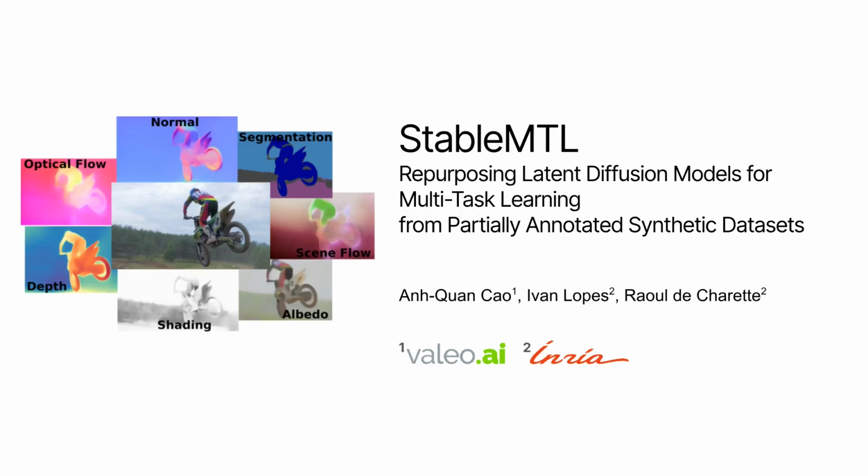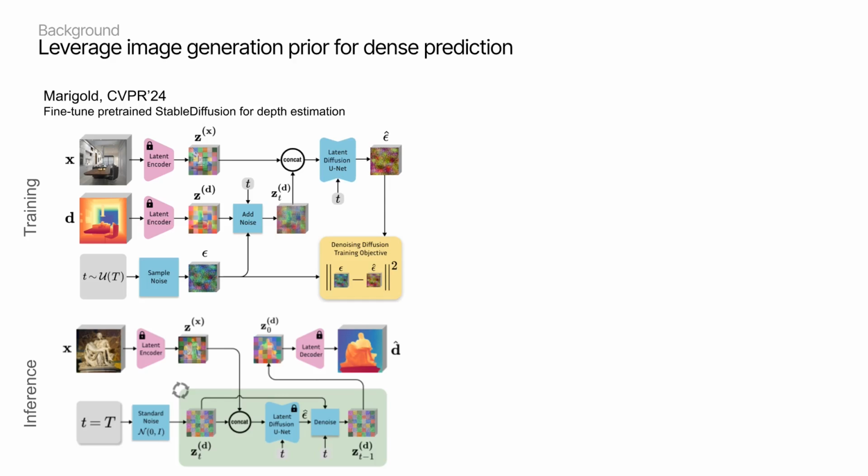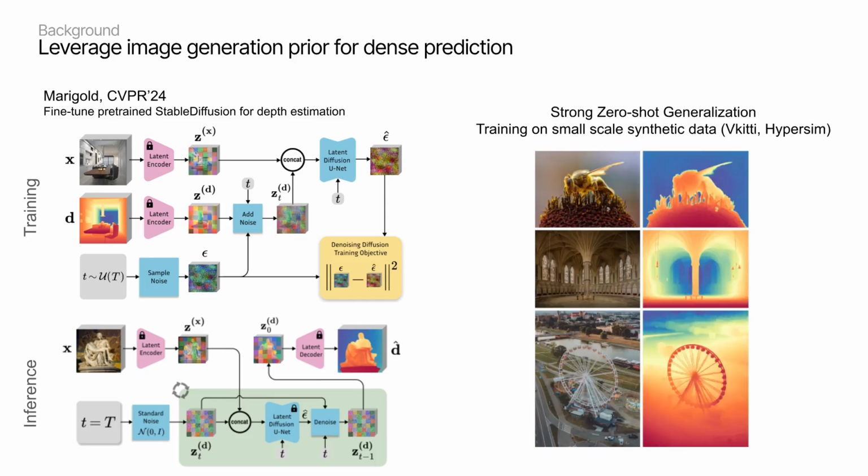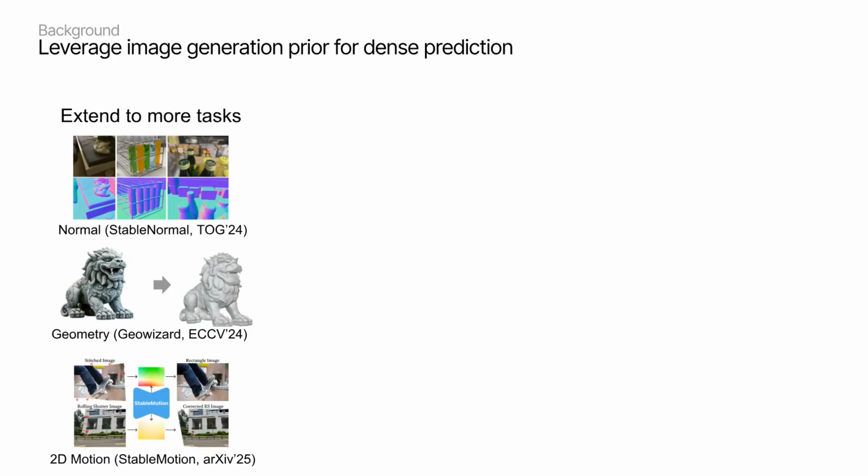Hi, I'm excited to present StableMTL, a method for repurposing latent diffusion models for multitask learning from partially annotated synthetic datasets. Recent work leverages image generation priors for dense prediction. Marigold fine-tuned pre-trained Stable Diffusion for depth estimation and showed strong zero-shot generalization training on small-scale synthetic data like Virtual KITTI and Hypersim. This approach extends to many dense prediction tasks, normal estimation, geometry, and 2D motion in works like Stable Normal, GeoWizard, and Stable Motion.